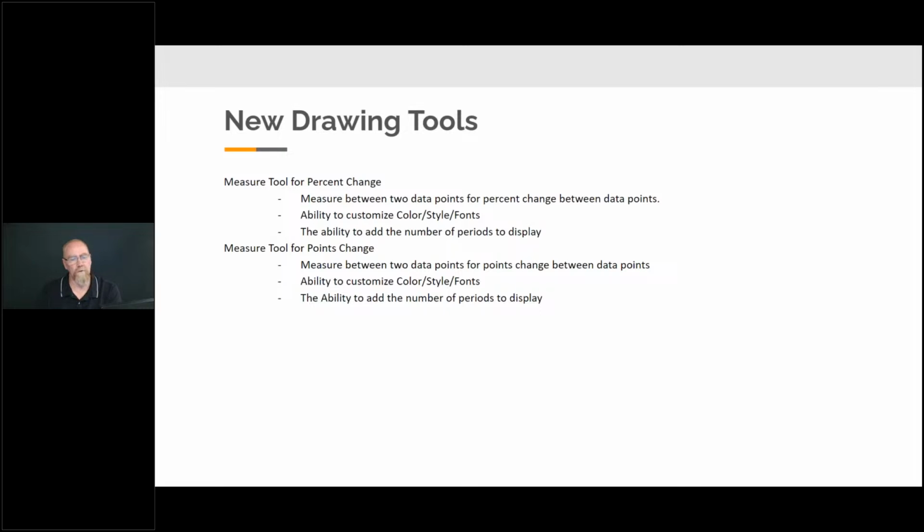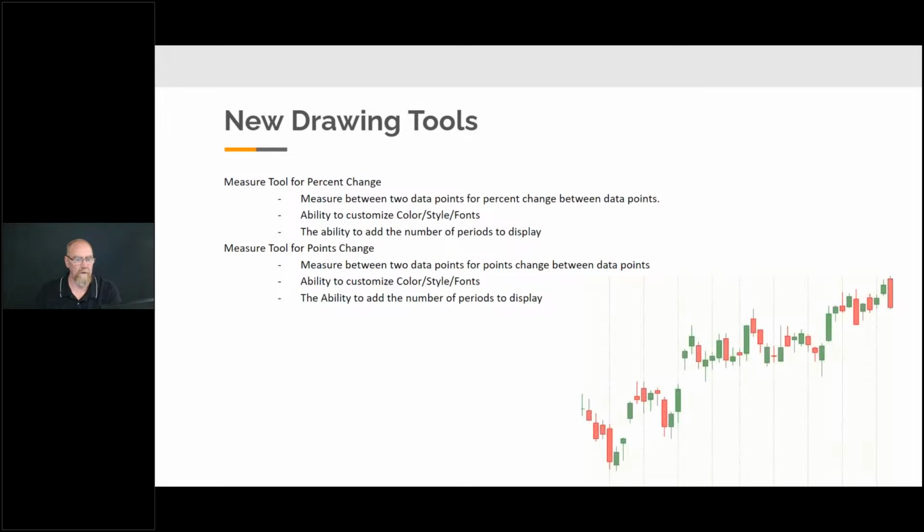Some new drawing tools. We had these to some degree in previous versions, but they're more easily used, where you can, for instance, put the percent change or point change between two data points by simply drawing a line. That is one of the features, and you can see it here being displayed in the lower right, where it's showing the percent change between 2 points. You can also show the number of periods between those points.